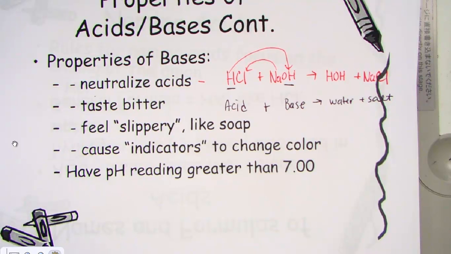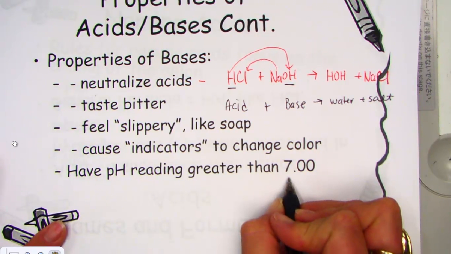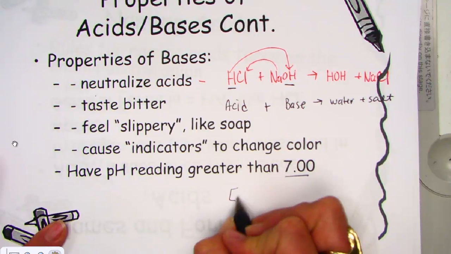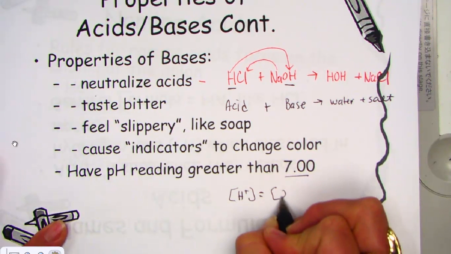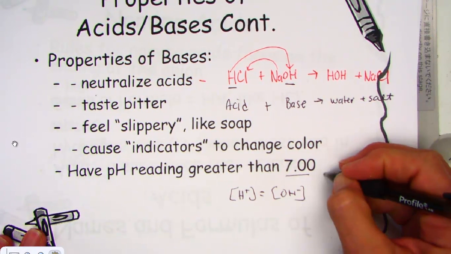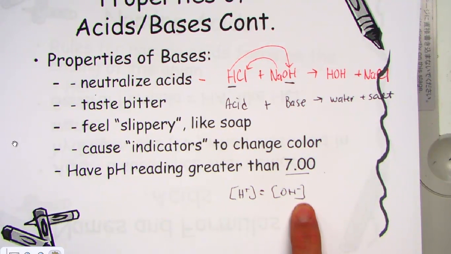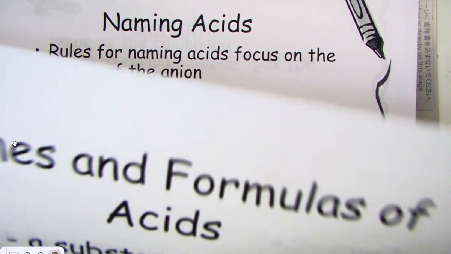Bases tend to taste bitter, they feel slippery like soap, they cause indicators to change color, and they're going to have pH readings greater than 7. Again, 7.00 is the point of being neutral, exactly when the acid ion equals the base ion. When H plus and OH negative are exactly equal, we have a pH of 7. If we have more hydrogen ion, the solution is acidic with low pHs. If we have more hydroxide ion, the solution is basic, where we have pH readings above 7. This is previewing a next lesson on pH calculations.